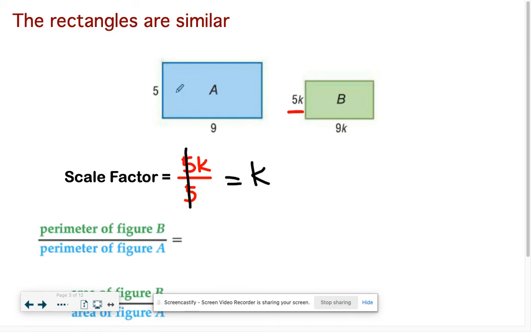So let's now try our perimeters. What is the perimeter of B? Well, 5K plus 9K is 14K. We have 2 more of those, so 14 times 2 is 28. So 28K would be the perimeter of B. And then 5 and 9 is 14, and we'll multiply that by 2 because there's 4 sides. So let's get 28 for figure A. And oddly enough here, what happens to our 28s, kids? Again, smell you later, and we're just left with K. Very interesting.